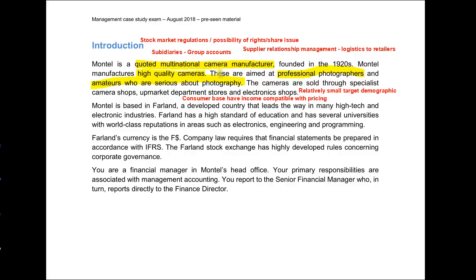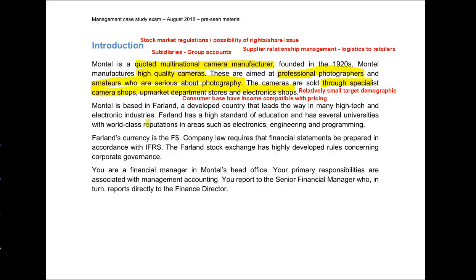And if we look at this final aspect, their cameras are sold through specialist camera shops and upmarket department stores and electronic shops. So with this in mind, they are already pushing their product into the kinds of stores that the consumer base with a compatible income will be going into. It is relatively consistent with the kind of pricing I imagine they put on their products.